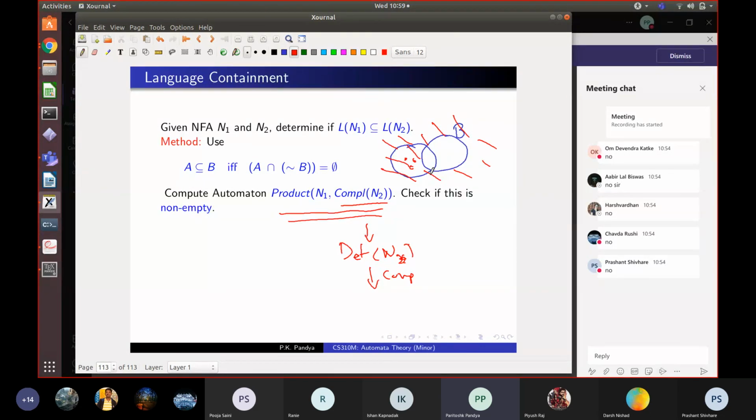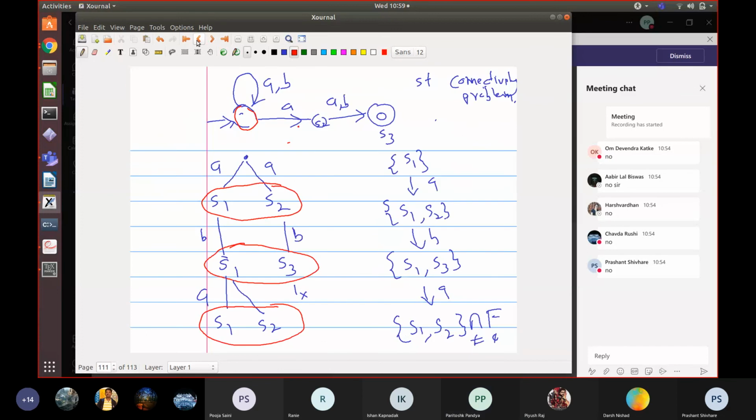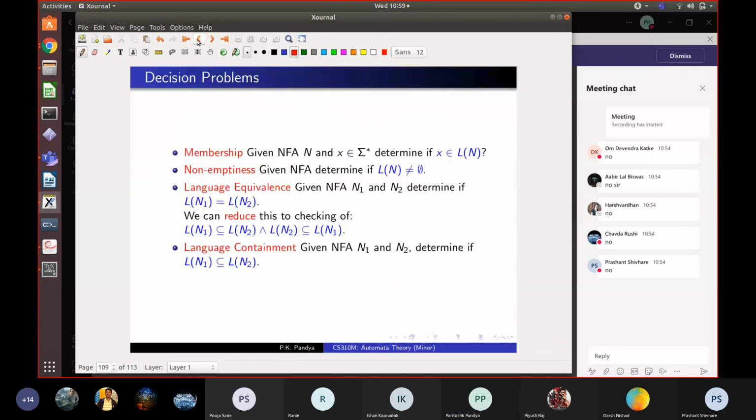Okay, so I have shown you three problems: membership, non-emptiness, and language containment. And language containment can solve language equality, right? Of this, non-emptiness is done using what are called breadth first search or depth first search, and I'll give you a brief idea of that next time.